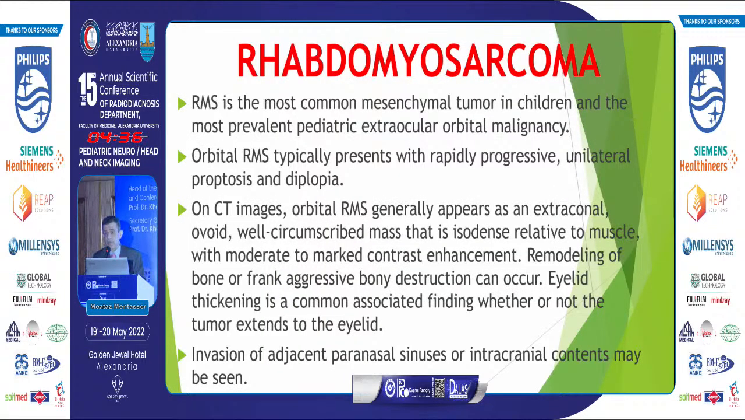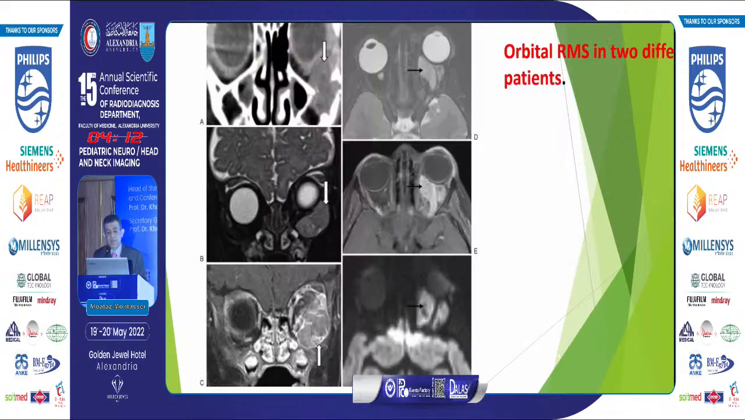Now we come to the tumors that may involve the pediatric orbit, and the most common is rhabdomyosarcoma. It is the most common mesenchymal tumor, and usually it is unilateral. On CT, it appears as extraconal or intraconal, or intra and extraconal with aggressive bone destruction. This is an example of a large orbital mass with destruction of the left maxillary antrum. It is iso-intense to the extraocular muscles on T2, showing enhancement.